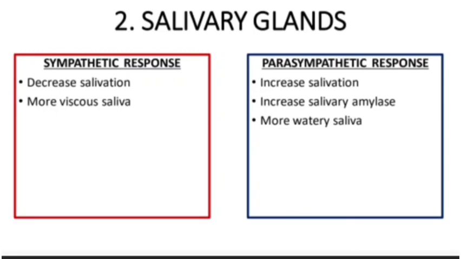On the other hand, with your parasympathetic response, there is an increase in salivation, an increase in salivary amylase production, and a more watery saliva is formed. This is because you are preparing your GIT, your body and your mouth, for the process of digestion. Increased salivation would mean that there would be more saliva to mix with the food that you masticate or chew up so that it's easier to propel it to your esophagus and therefore to your GIT. Salivary amylase is an enzyme that breaks down carbohydrates.